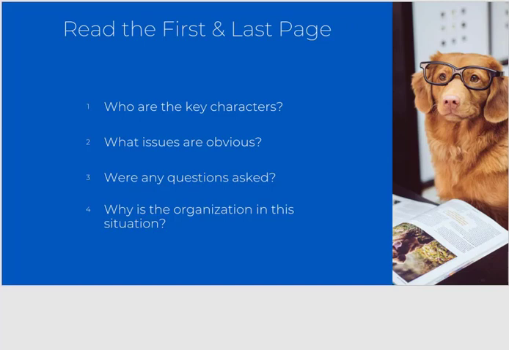First thing you want to do, or my recommendation would be, to read the first and the last page, or if it's short, the first and last paragraph. This is just a shortcut to tip you off on who the key characters are. Is there an issue that's really obvious that's mentioned? Were there any questions asked? And why is the organization in this situation? Usually tips or giveaways are going to be at the opening and the end.